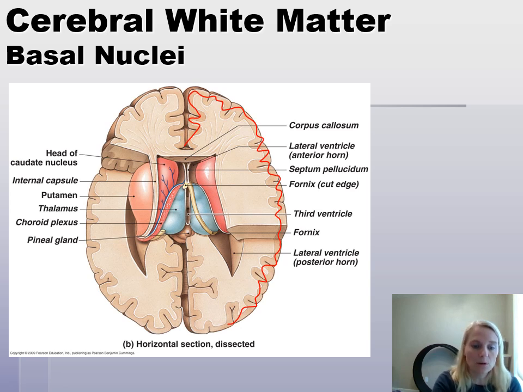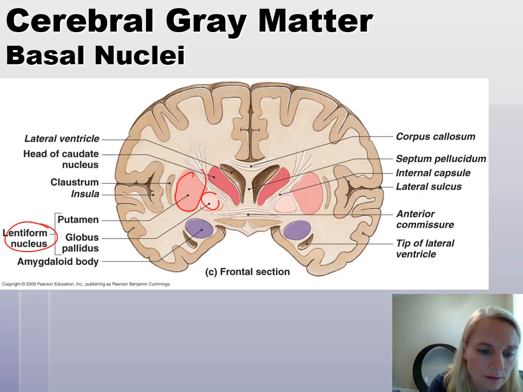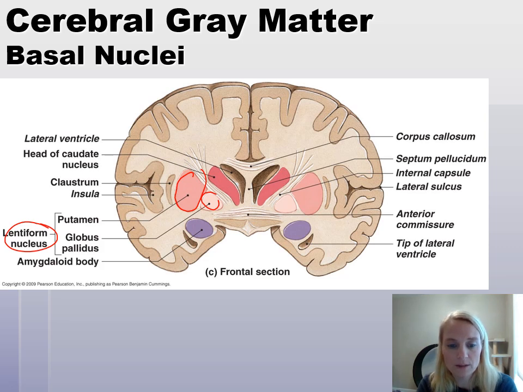We have the caudate nucleus right here. We have the putamen right here. And then we have, where's the other one? The globus pallidus is not on here. Okay, let's go to the next picture. So this shows that transverse view of the caudate nucleus and the putamen. There we go. There's the putamen and the globus pallidus. Together is what's called the lentiform nucleus.